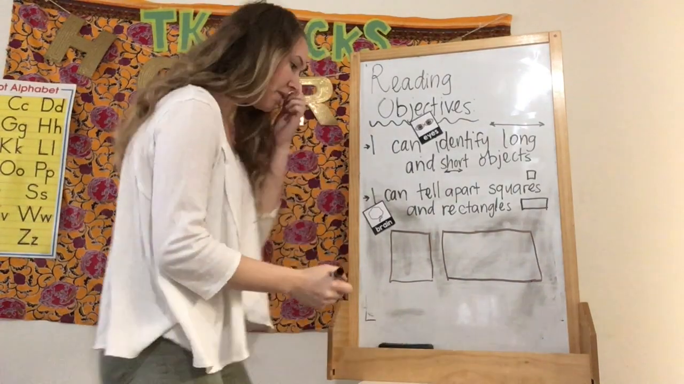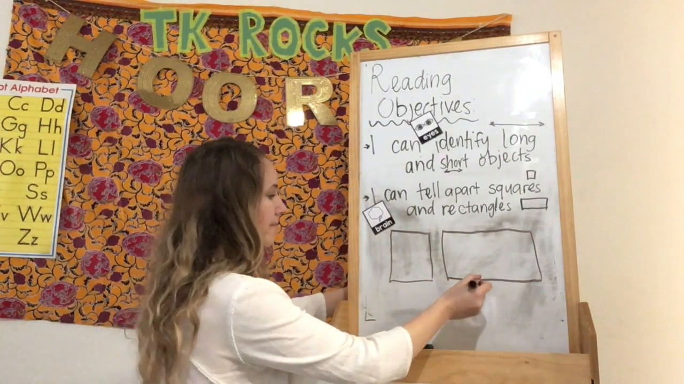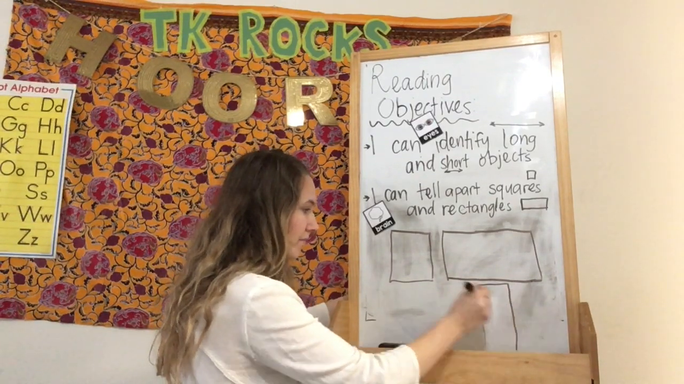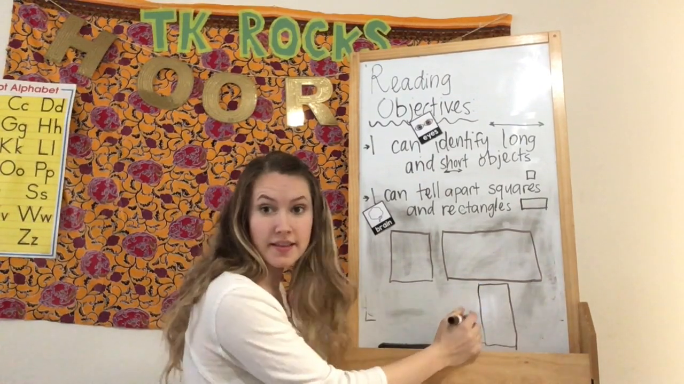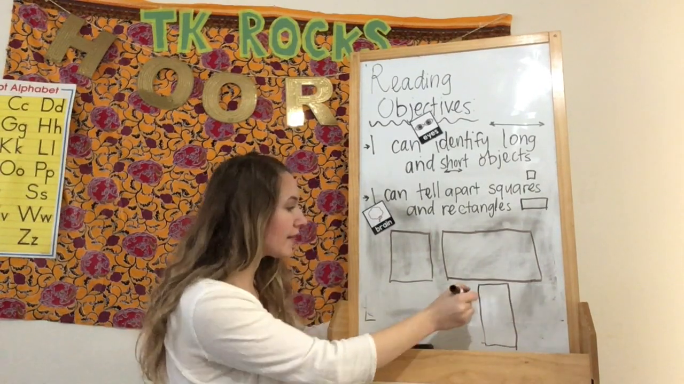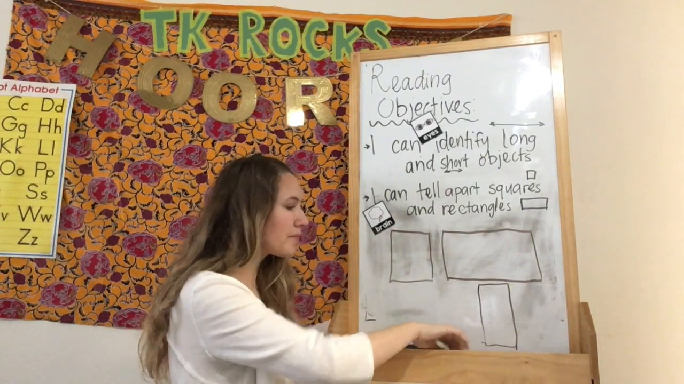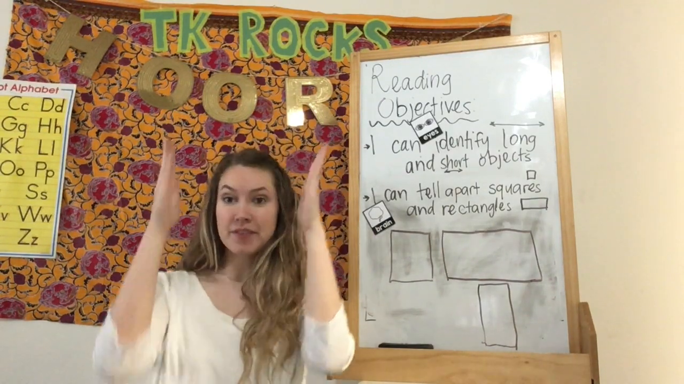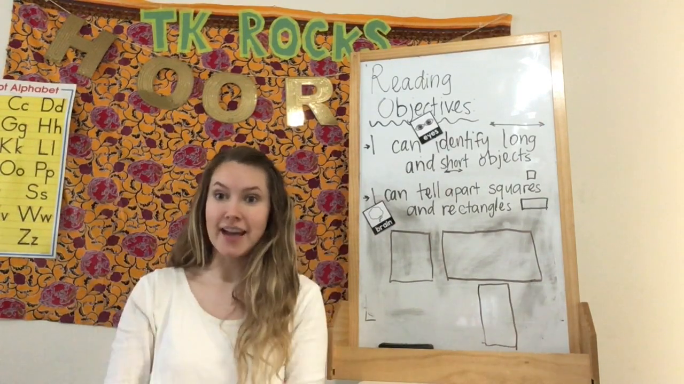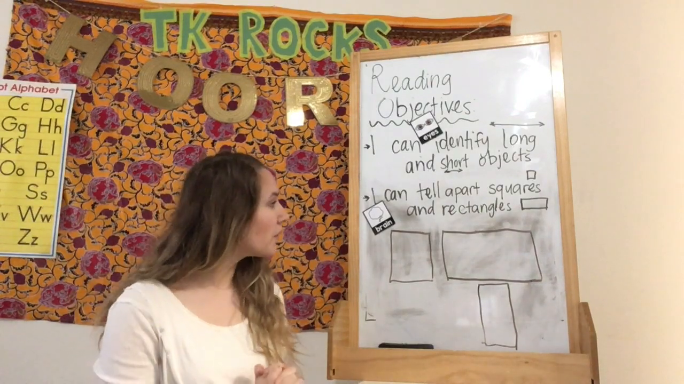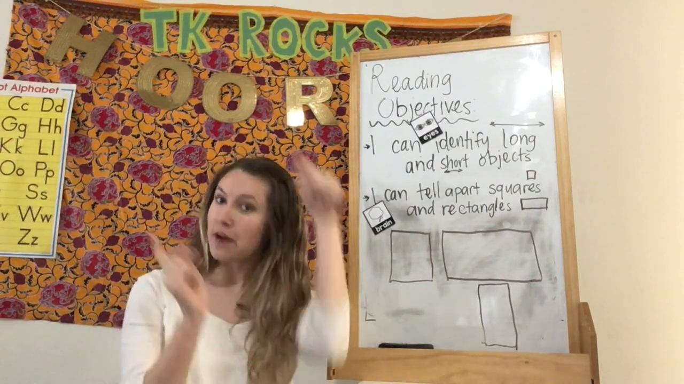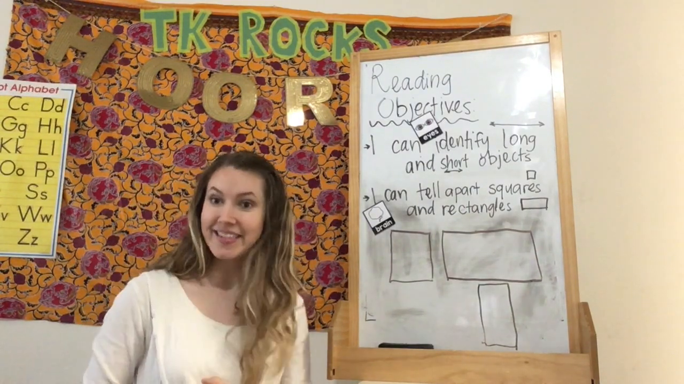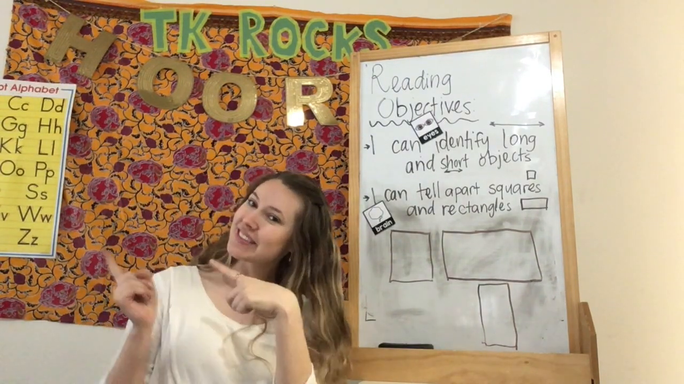You could also do a rectangle this way. Notice this time it still only has 4 sides. 1, 2, 3, 4. But now we have 2 sides longer than the other 2. So our long sides are up and down this time. So we're going to go look at our activity sheets now over at the screen, and we'll be working on these 2 objectives. So let's go ahead and go over to the screen.